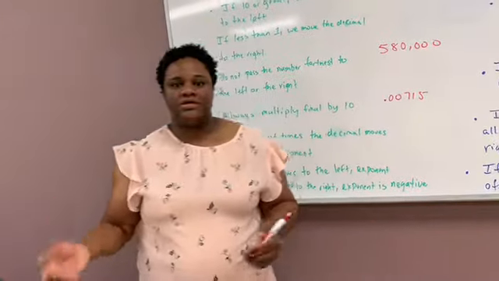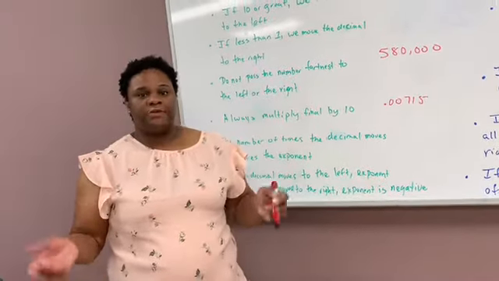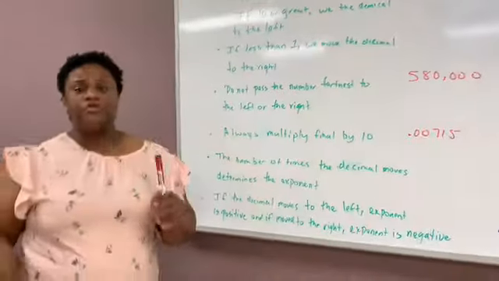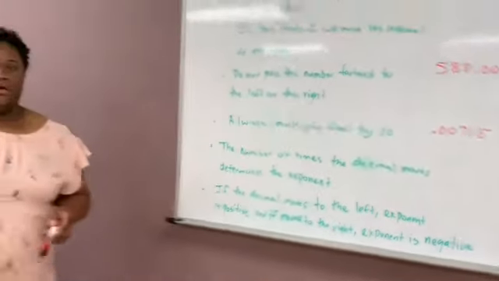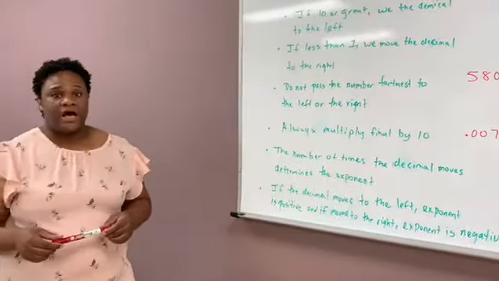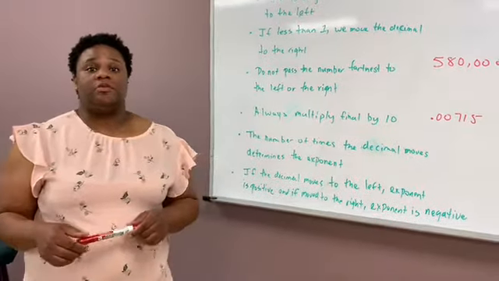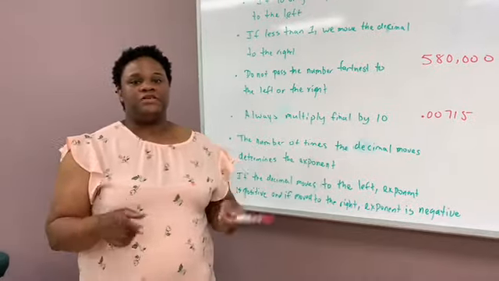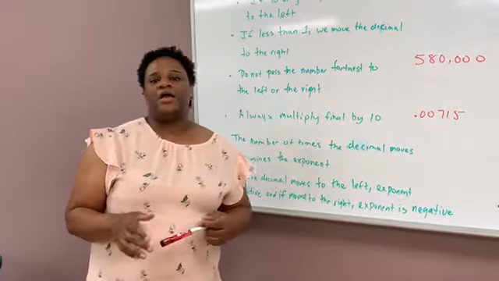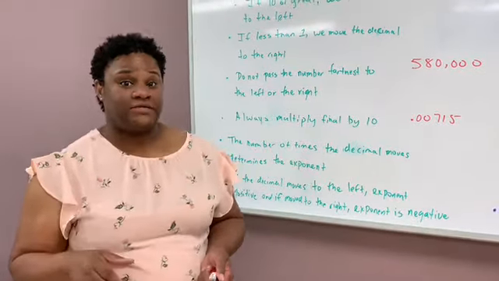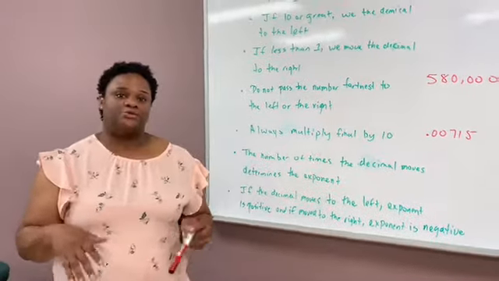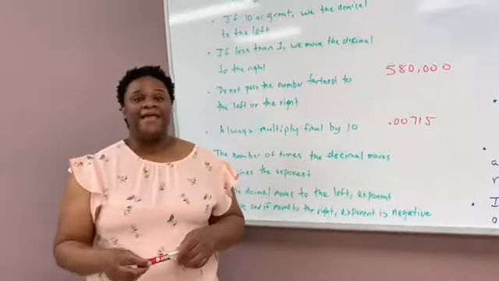Now, how do we get the exponent? The exponent is determined by the number of times that you move the decimal. The one thing you need to remember is that if you move the decimal to the left, your exponent is going to be positive. If you move your decimal to the right, your exponent is going to be negative.